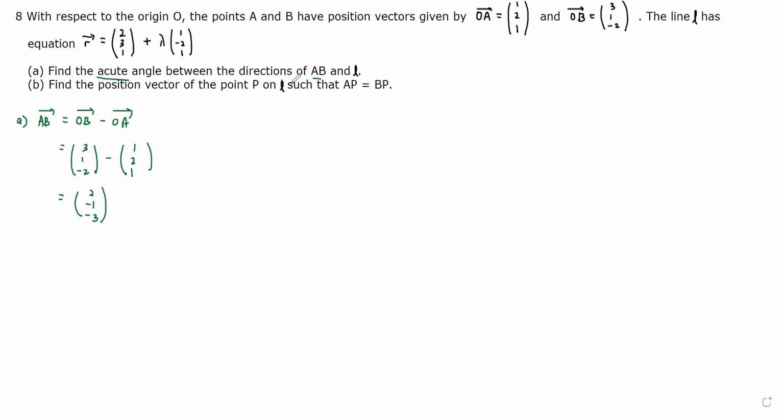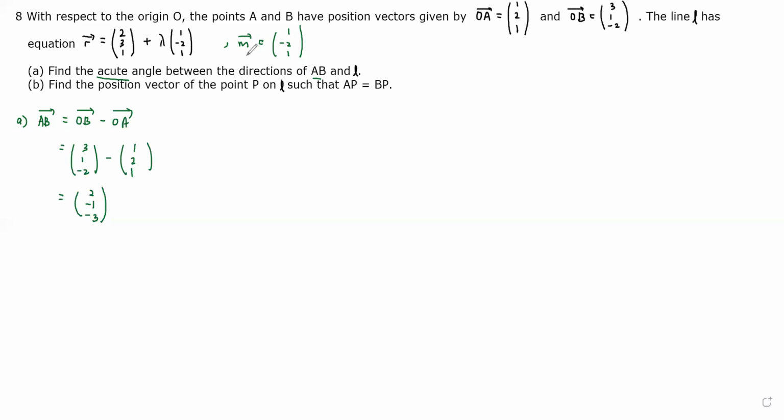To find the angle between the direction of vector AB and the line, we need to find the direction vector of the line. For the line here, we have lambda, so the direction vector of the line is given by 1, negative 2, and 1. So this gives us the direction vector of the line. And to find the angle between them, we find the angle between vector AB and vector M.